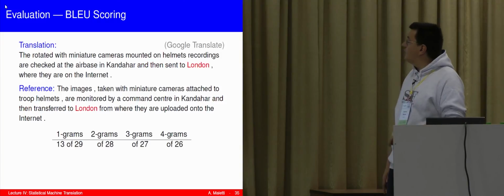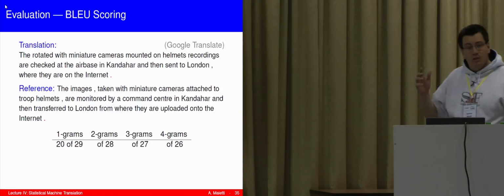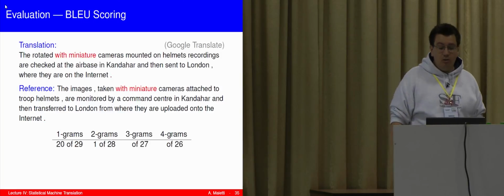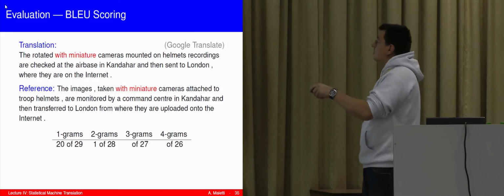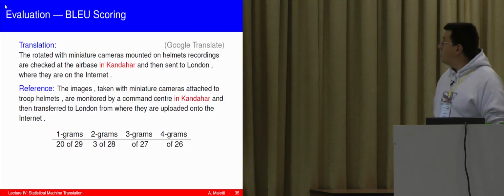So you run down, you're counting the 1-grams all the way till the final dot, which you almost always get. So you have 20 of 29 1-grams. Now you're going to do the same thing with 2-grams, which are just phrases of length 2. So here with miniature, okay, it's there. Miniature cameras, it's there. In Kandahar, it's there.